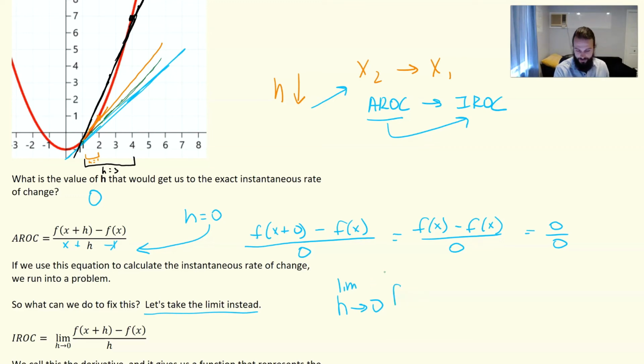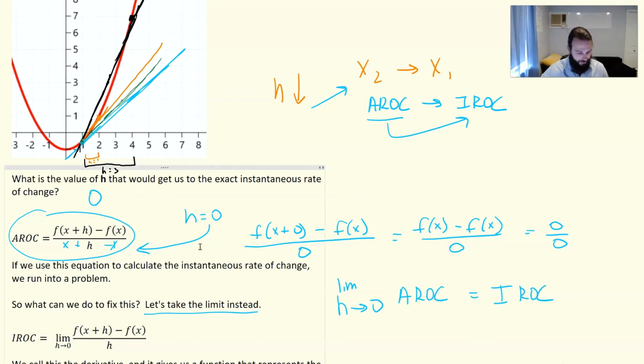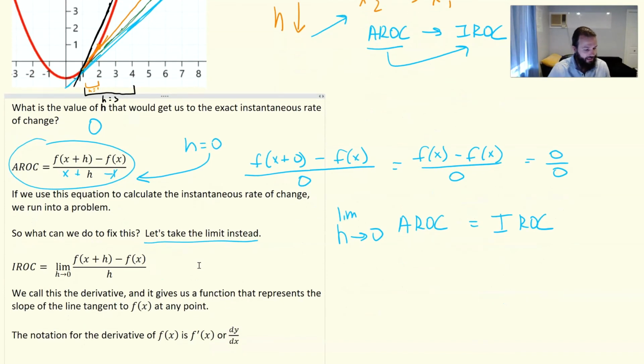of this average rate of change, we should get the instantaneous rate of change. So take the instantaneous rate of change as the limit as h approaches 0 of the average rate of change that we defined before. We call this the derivative. And what it does is it gives us a function that represents the slope of the line tangent to f of x at any given point.